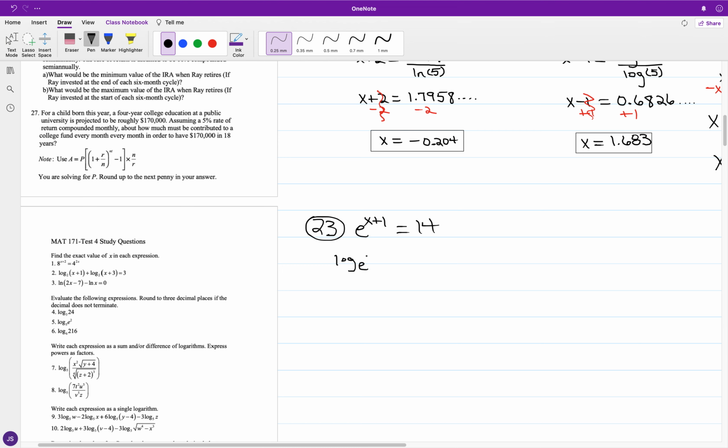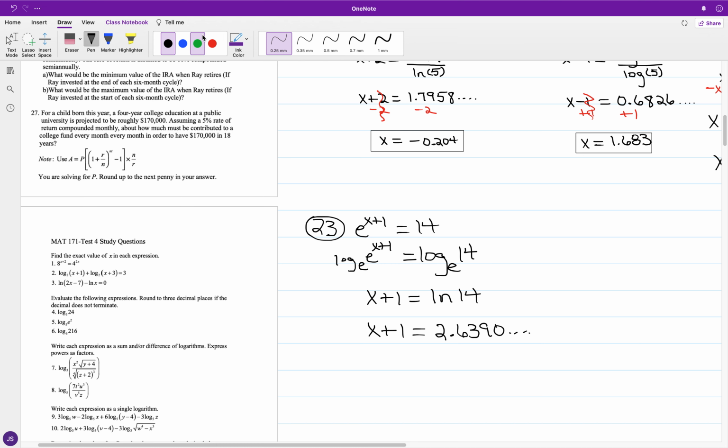So you're looking at the base e logarithm of e to the x plus 1 is equal to the base e logarithm of 14. On the left-hand side, I have x plus 1, and the base e logarithm of 14 is the natural logarithm of 14. So no change of base is needed on this one, since I have the base e or natural logarithm function available in the calculator. The natural logarithm of 14 comes out to about 2.63.